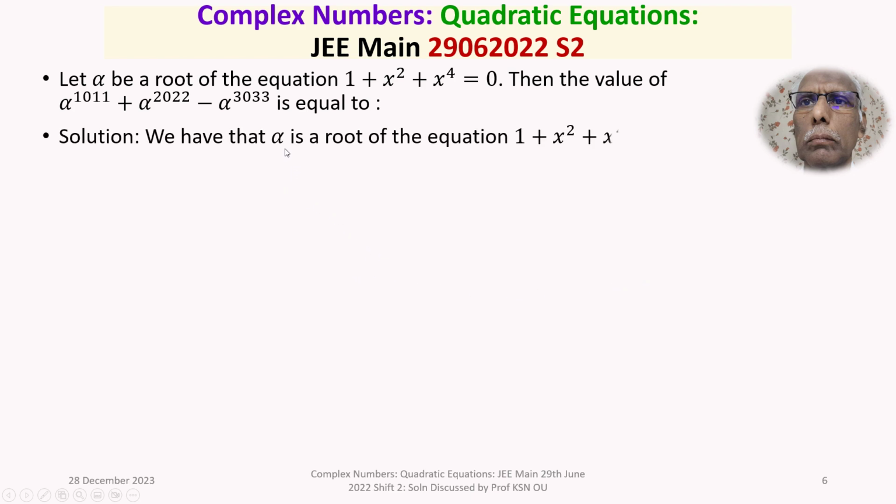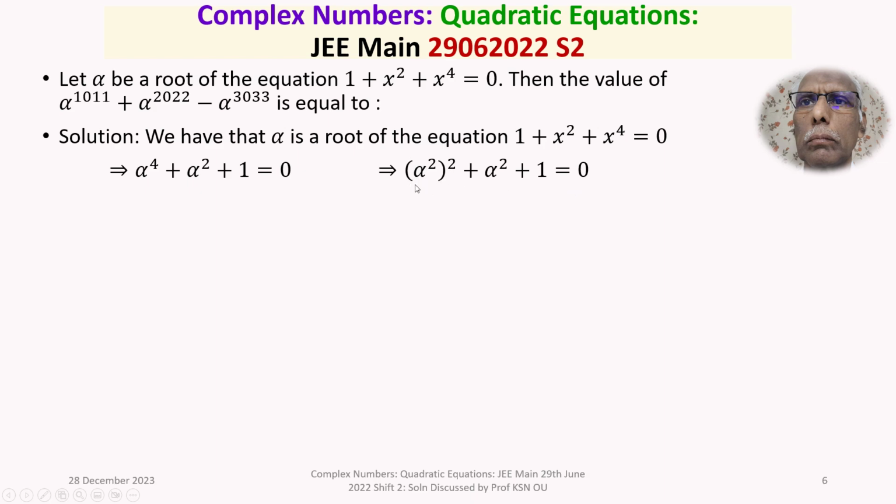We have that alpha is a root of this biquadratic equation, that is 1 plus x square plus x to the power of 4 is equal to 0. Therefore, alpha satisfies this equation. This implies alpha to the power of 4 plus alpha square plus 1 is equal to 0. This we can write as alpha square whole square plus alpha square plus 1 is equal to 0. Alpha square is a root of a quadratic equation.